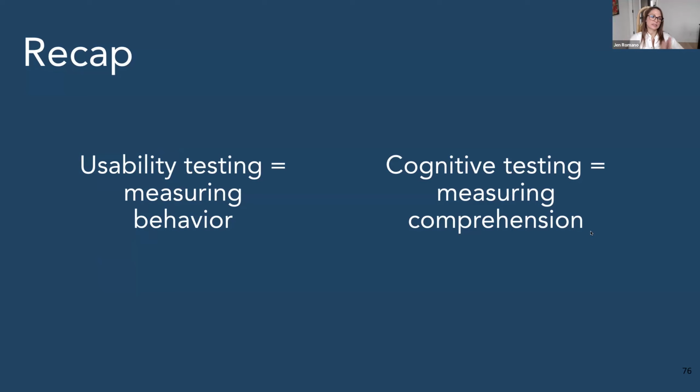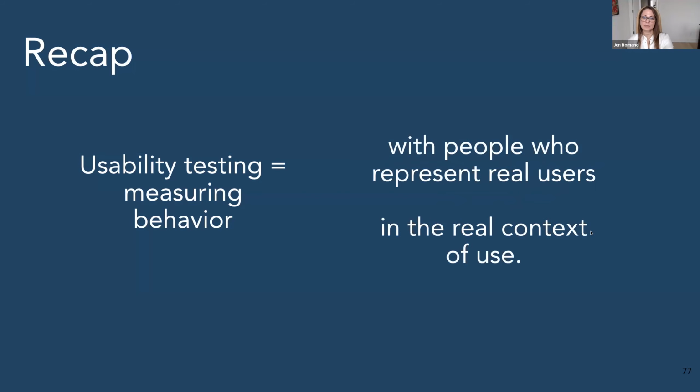Remember that usability testing is measuring behavior. Can people use the thing? Cognitive testing is, do they understand what we're even asking? We're measuring comprehension. We're doing this with real people who represent real users, and we're testing in the real context of use. We're not testing that pen in a swimming pool. We're putting people at a desk. We're telling them to imagine the scenario, and then we're testing in that context of use.